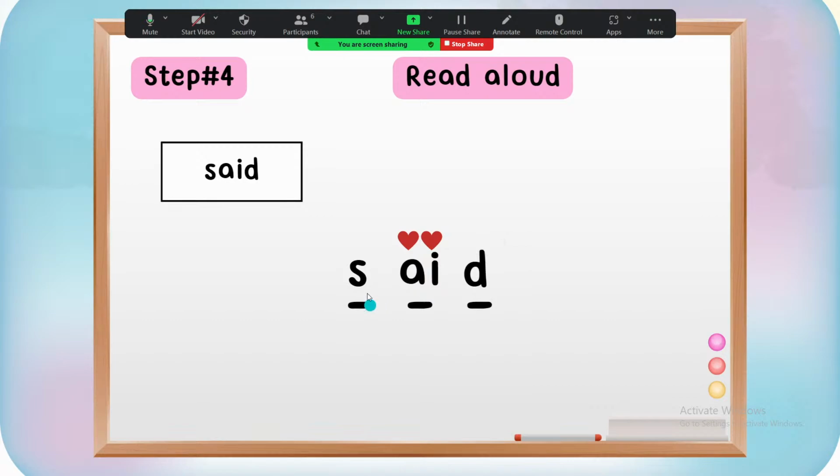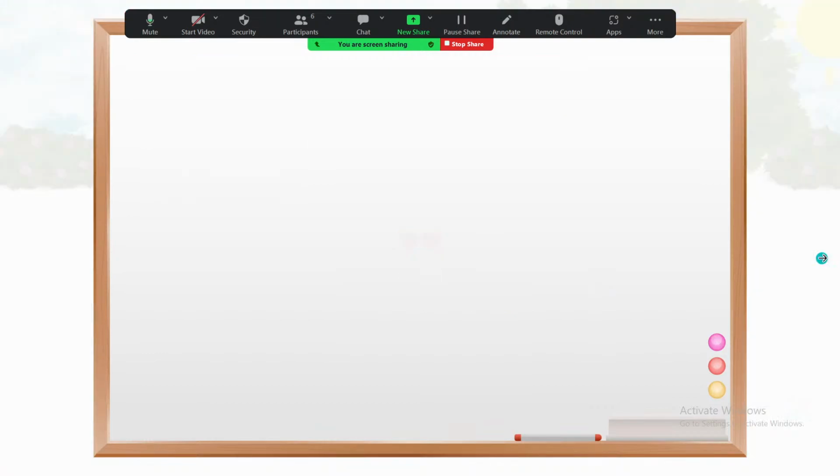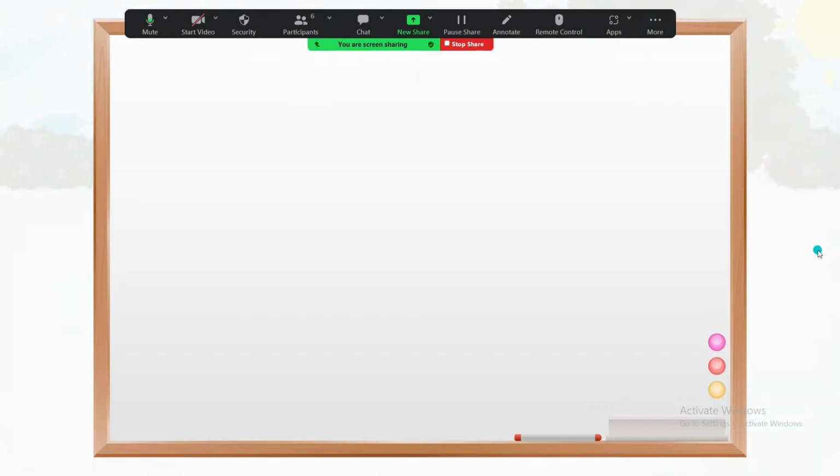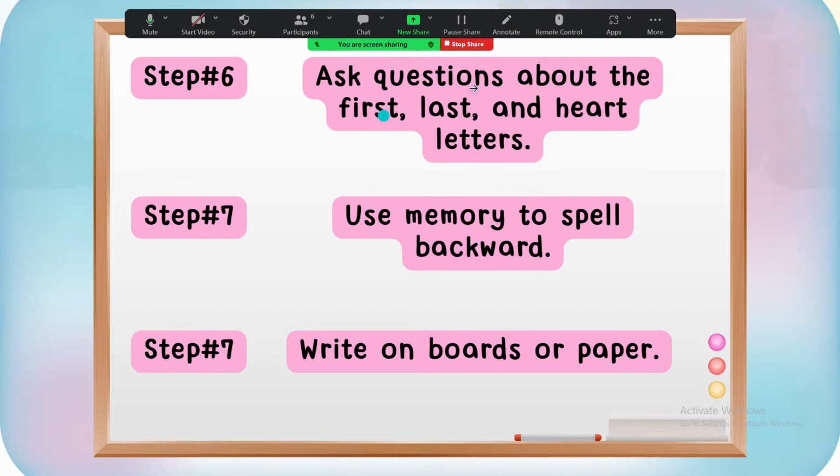As I told you, said. The next step, you can ask them to reverse it, erase it on the board and write on their desk or on their hands, finger write, not with the pencils. Write on each other's backs, write in the air, just to help them recognize and memorize the spelling. Later you can ask questions about the sounds.